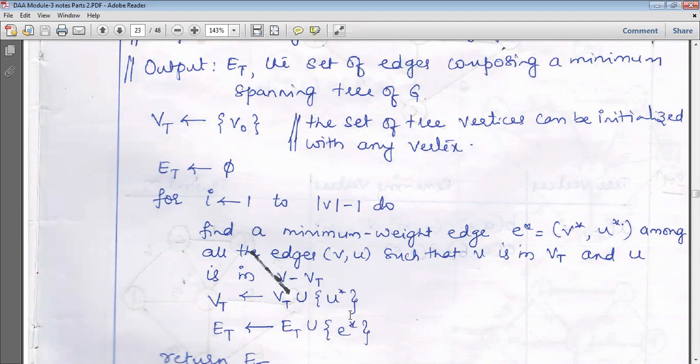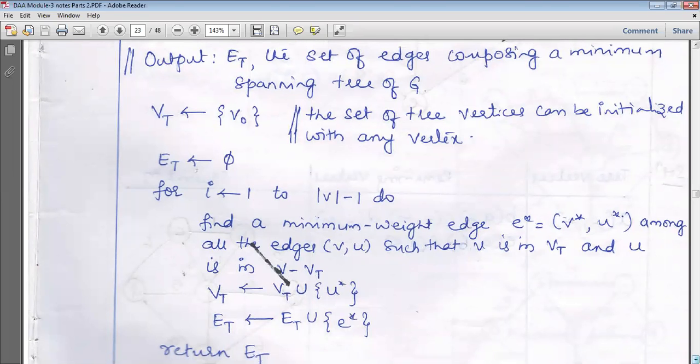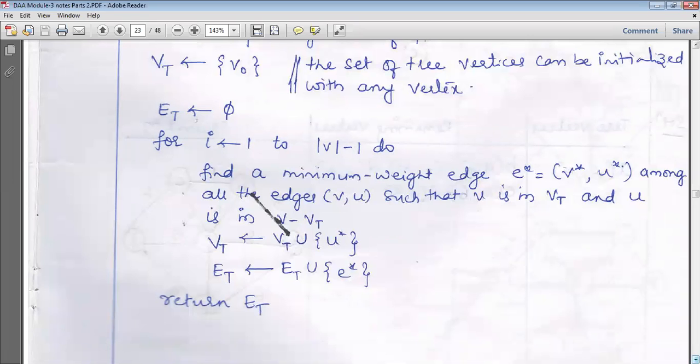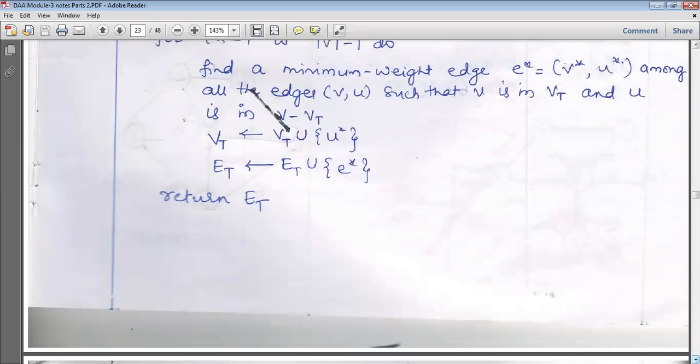Similarly, when a vertex is added from one vertex to the other, that particular edge is also added to the minimum spanning tree. So we write ET union {e*}: whichever edge is selected is also added to our set of edges. So both the vertices and the edges are added, and this is how it returns the set of edges.